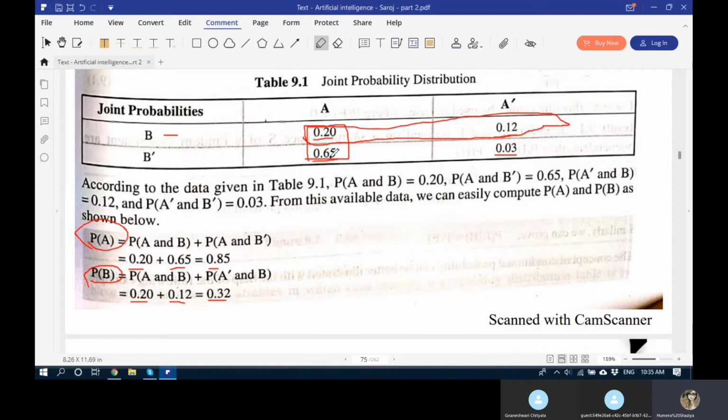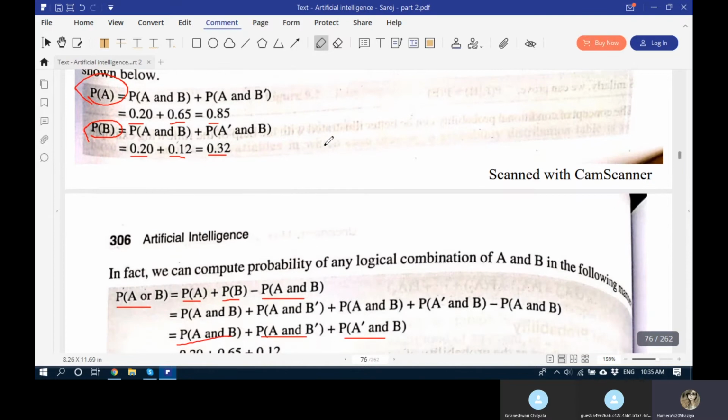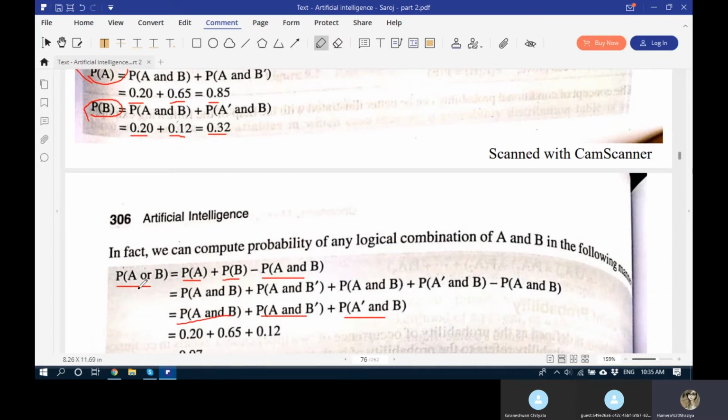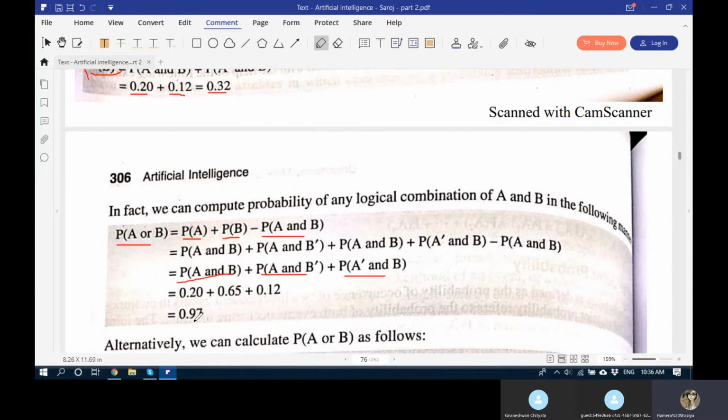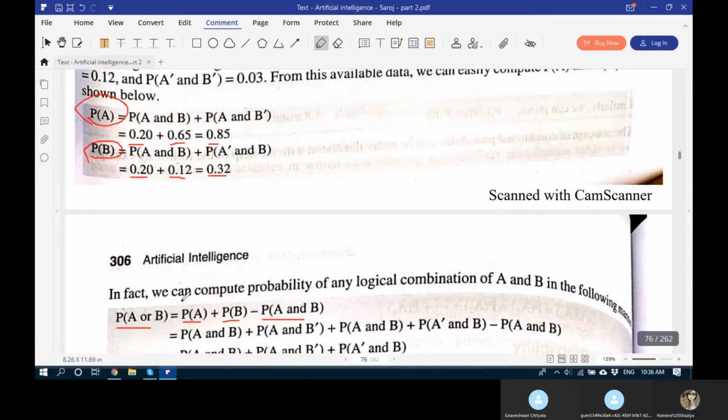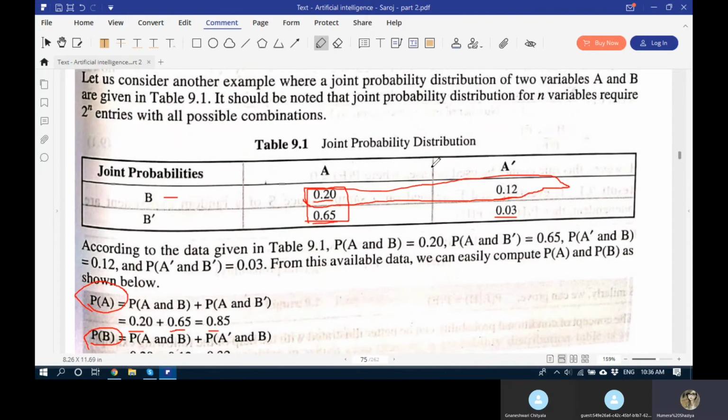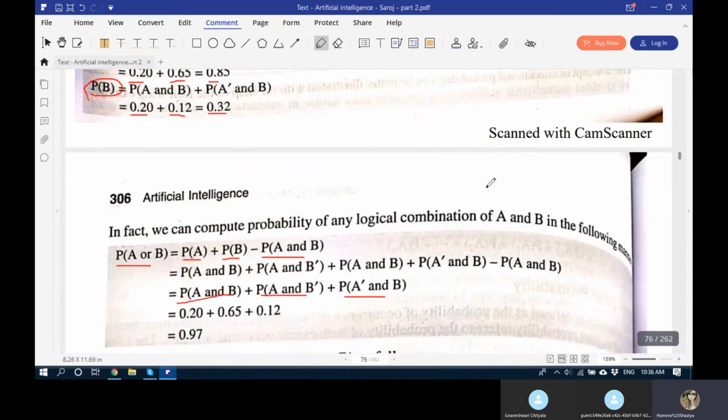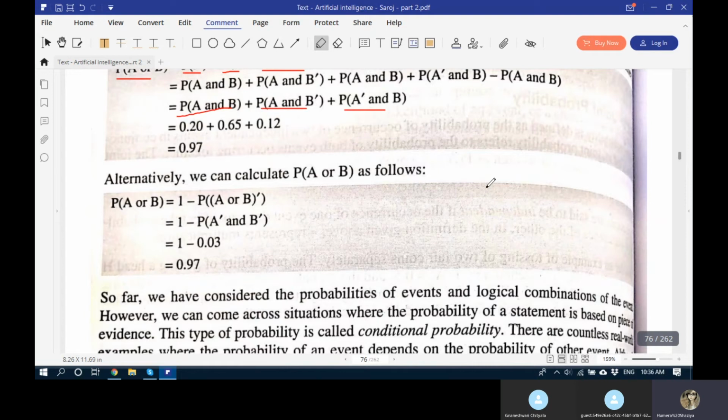It is like this: A is this and B is this. When you sum all, you get A or B, which is equal to 0.97. This one, 1, 2 and 3. Alternatively, we can calculate probability of A or B as follows.